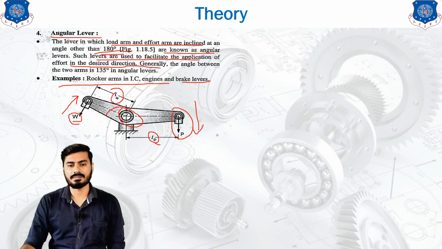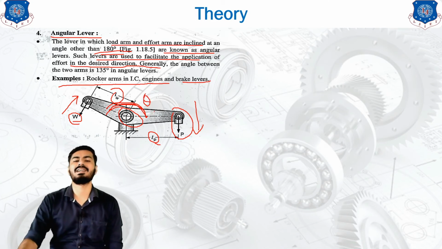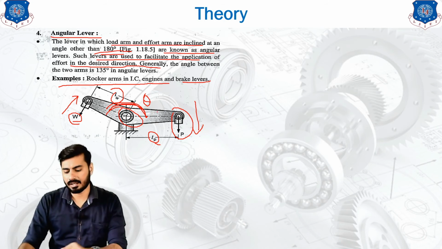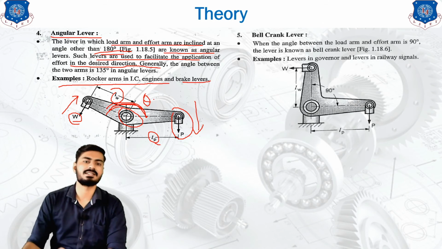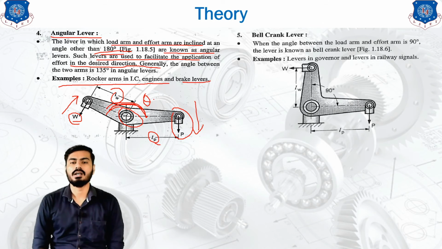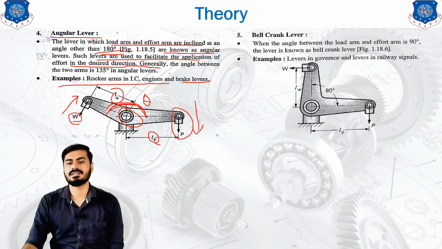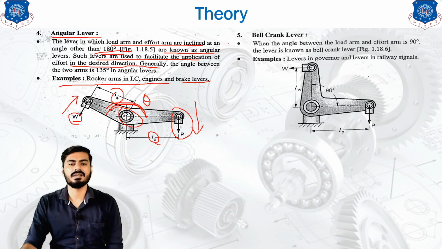Both the arms have some angle between them which is not equal to 180 degrees. This angle may be theta or alpha, you may indicate it as you wish, but there is an angle between the load arm and the effort arm, and that's why we say it is an angular lever.